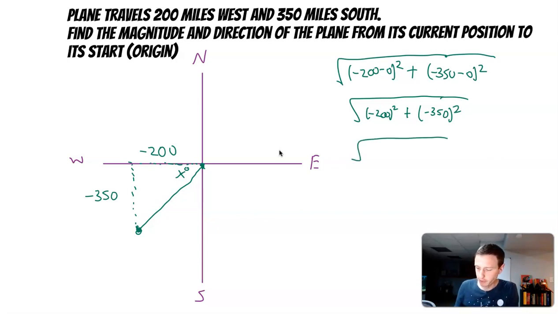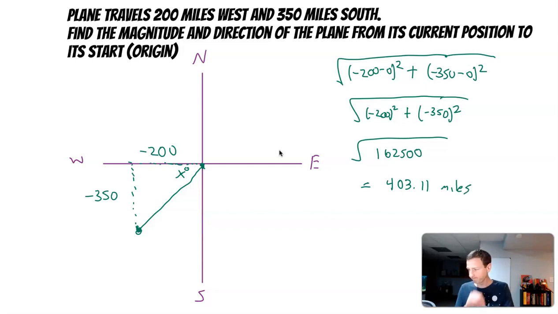And then I'm just going to my calculator here. So 200 squared plus 350 squared, because a negative times a negative is going to be positive, is the square root of 162,500. And then the square root of that number is going to be 403.11. So it traveled 403.11 miles. That would be the magnitude. The magnitude of a vector here that we're looking at is the distance. So the distance is 403.11.